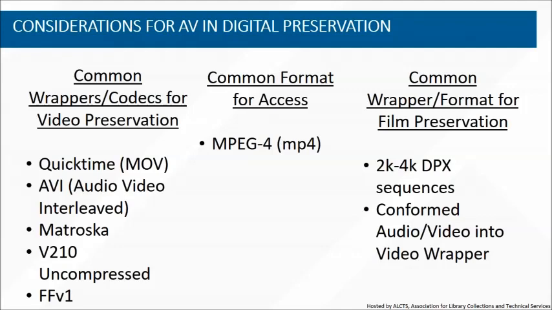And within the film preservation realm, you have 2K to 4K DPX sequences, which essentially are file image sequences where a scanner will take a scan of each frame, and that will be considered your archival master, and then you'd have a conformed audio and video in a video wrapper, let's say like QuickTime or AVI.